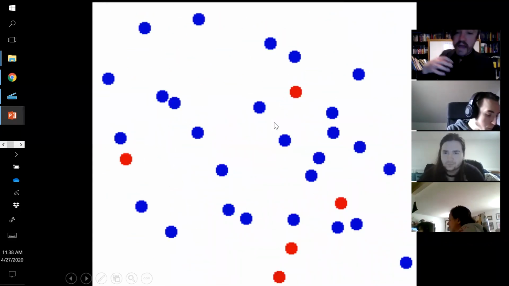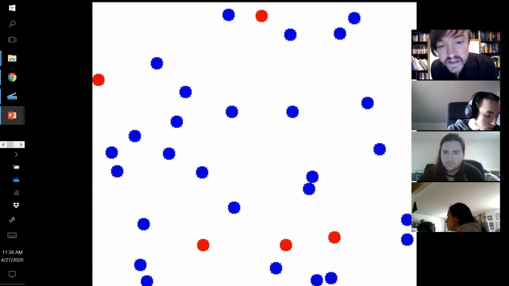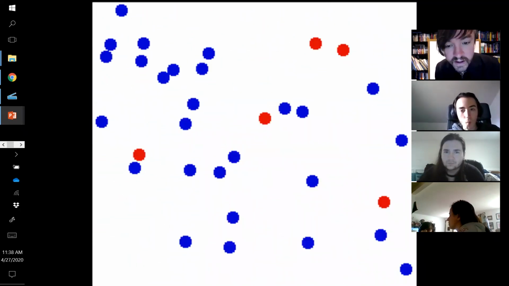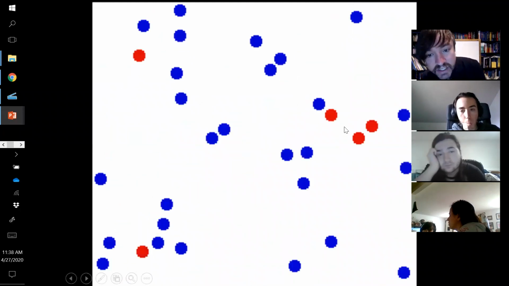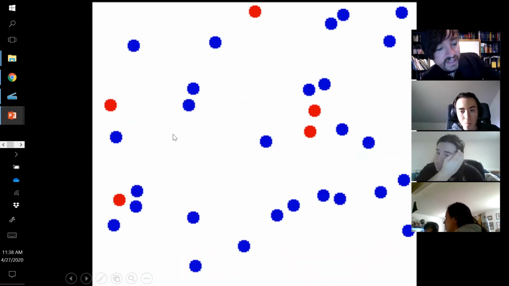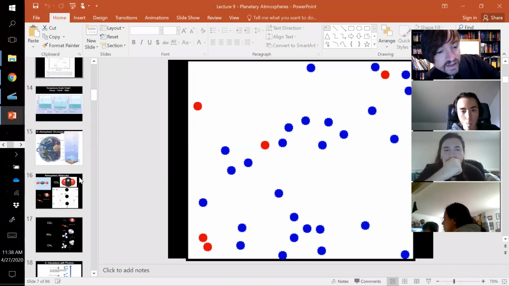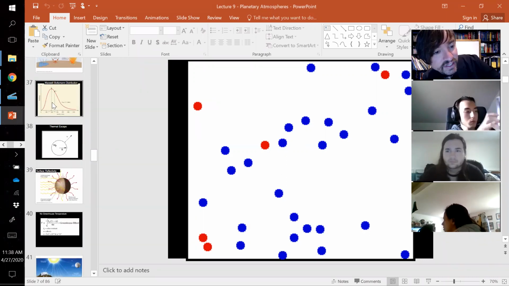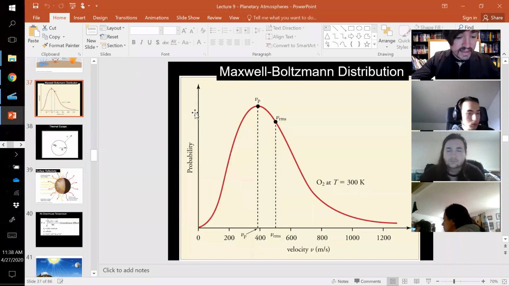Gas particles obey a distribution of speeds. Some move fast, some move medium speed, and some move slow speed. And it's not equipartition of speeds. It's a Maxwell-Boltzmann distribution of speeds. That's a sort of statistical distribution that is unique to gases in nature. And it looks a little something like this.